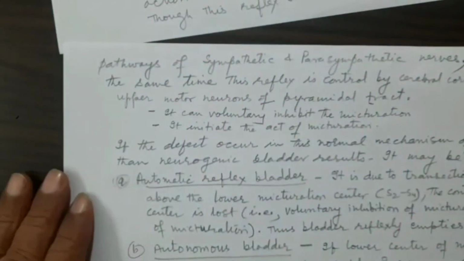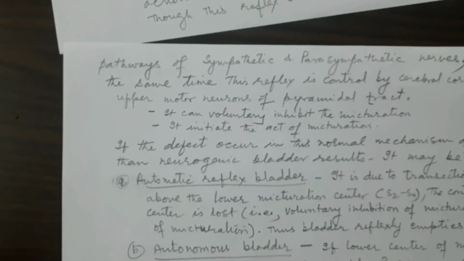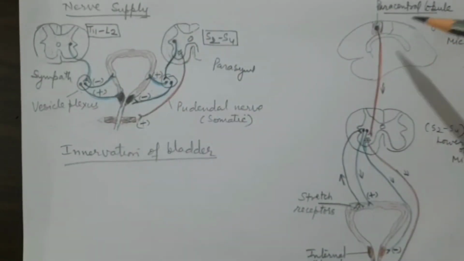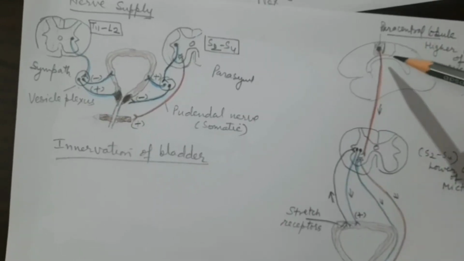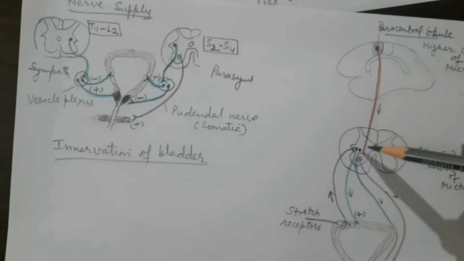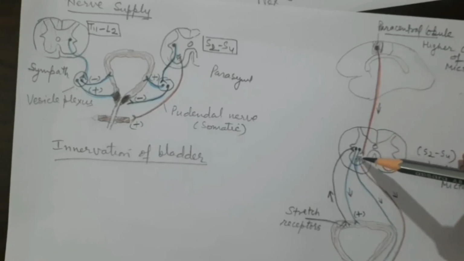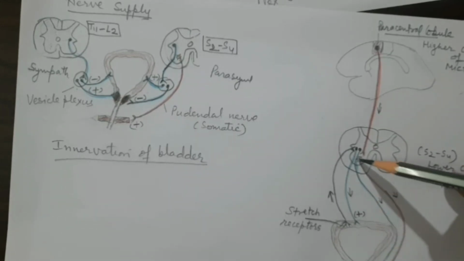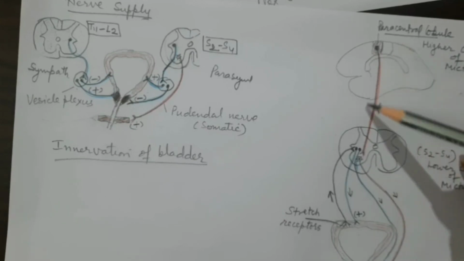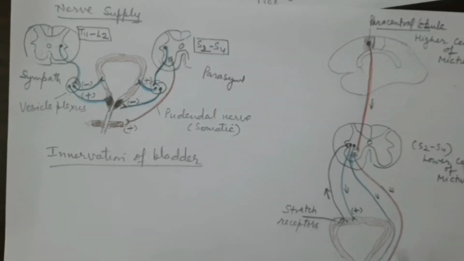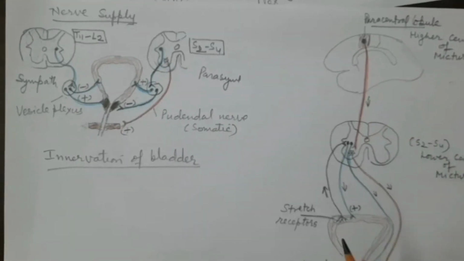At the same time, this reflex is controlled by the cerebral cortex through the upper motor neuron. What was the upper motor neuron? It comes from the higher center of micturition in the paracentral lobule on the medial surface of the cerebrum. This is the neuron called the upper motor neuron control. Over this neuron, at the sacral level of the spinal cord, is the neuron controlling the external sphincter. This is the lower motor neuron. Unless and until the control comes from the upper motor neuron, the lower motor neuron will not do anything. So this is the main control of the upper motor neuron.